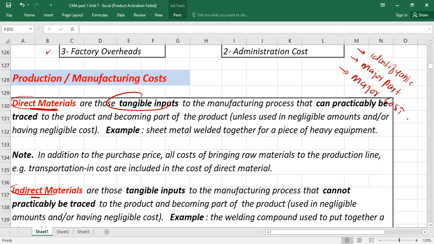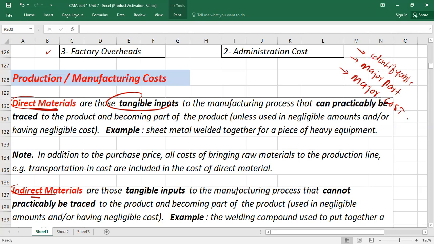For example, the chair you are sitting on, you can see the metal or the fabric or the plastic or the foam, which is identifiable, right? You can see it. Second is what? It is a major part of the product. That is what, obviously, if you will look at the whole chair, maybe this material is having major cost as well. We will say it is a direct material.